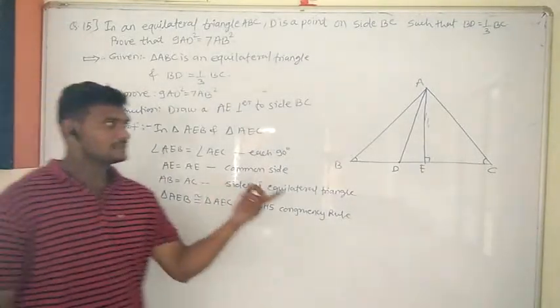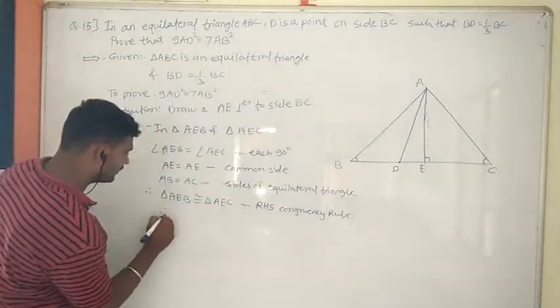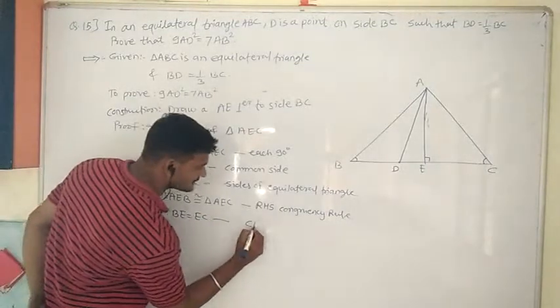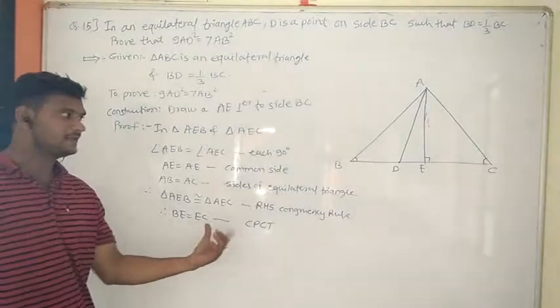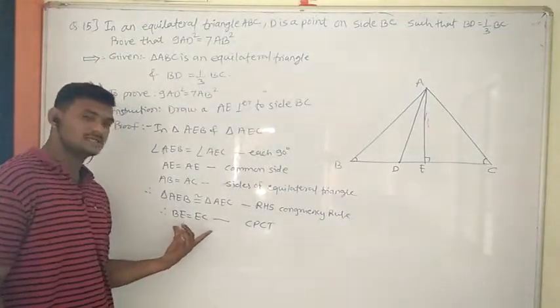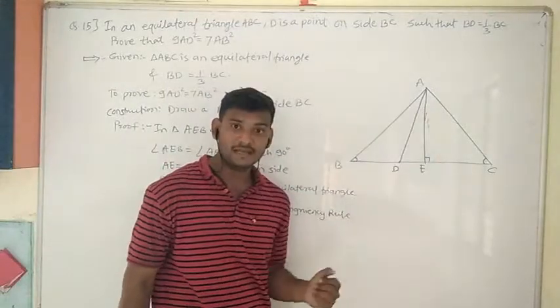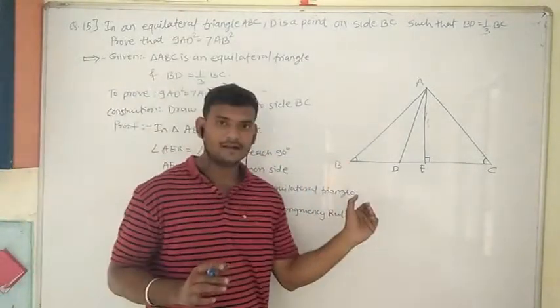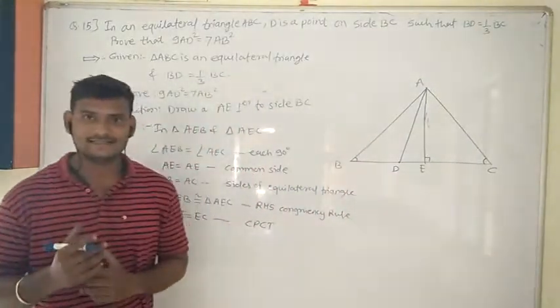If these two triangles are congruent, can I write BE is equal to EC? By which rule? Corresponding parts of congruent triangles, that is by CPCT. By CPCT, we can say that BE is equal to EC. Now we got that AE acts as a median. The altitude of an equilateral triangle acts as a median.